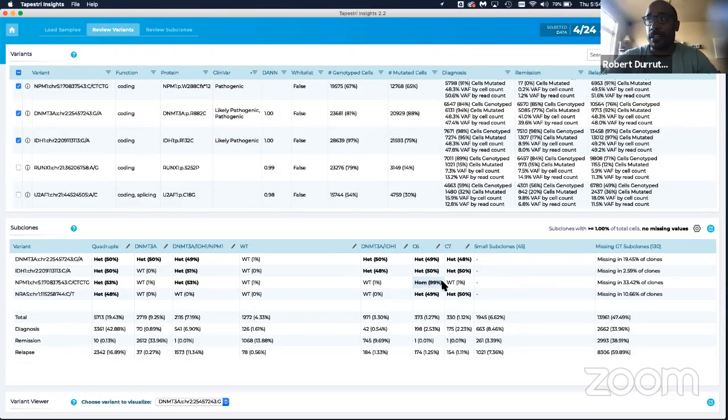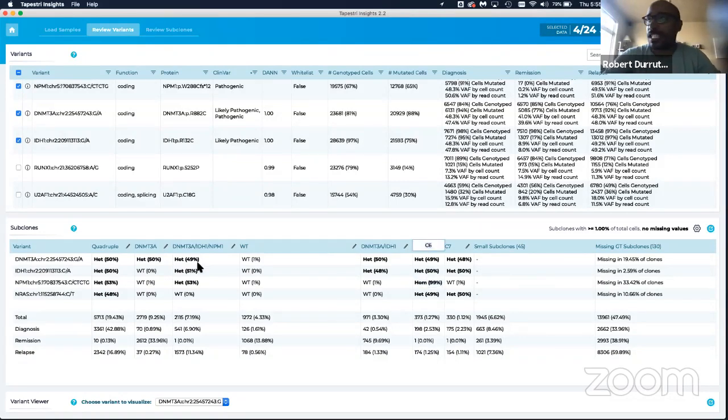Another biological explanation could be that you lost the wild type allele altogether, and so then all you're left with is the mutant allele, something that's known as loss of heterozygosity. And then from a technical perspective, you could simply fail to amplify the reference allele, the wild type allele, and so that would be an allele dropout.